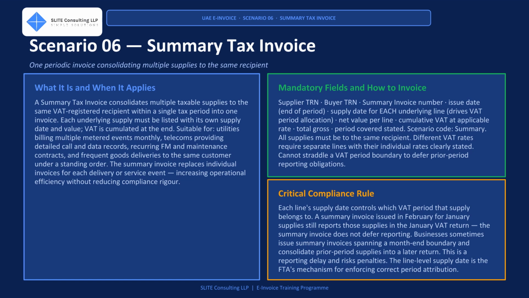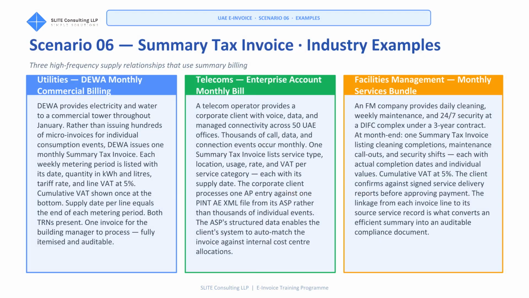Here is the critical compliance rule. Each line's supply date controls which VAT period that supply belongs to. A summary invoice issued in February for January supplies still reports those supplies in the January return. The summary does not defer reporting, and trying to straddle a period boundary risks penalties. Examples next. 3 high-frequency supply relationships using summary billing.